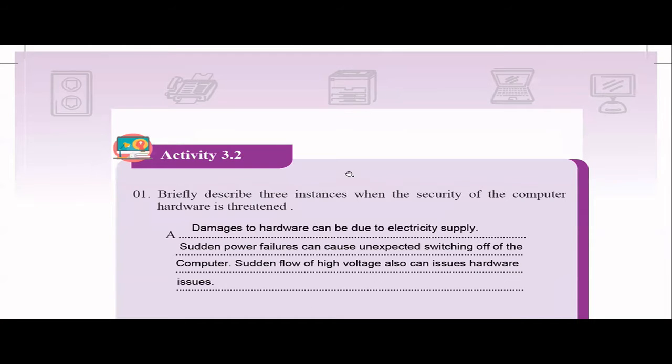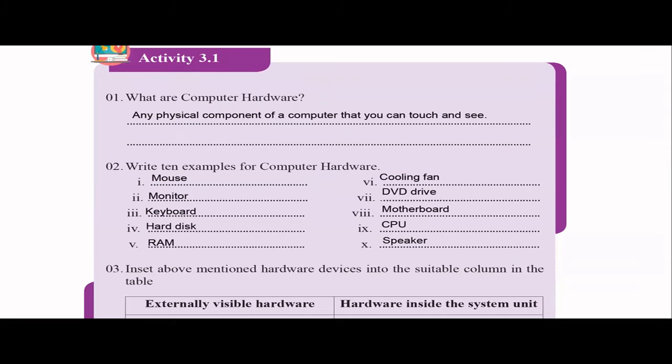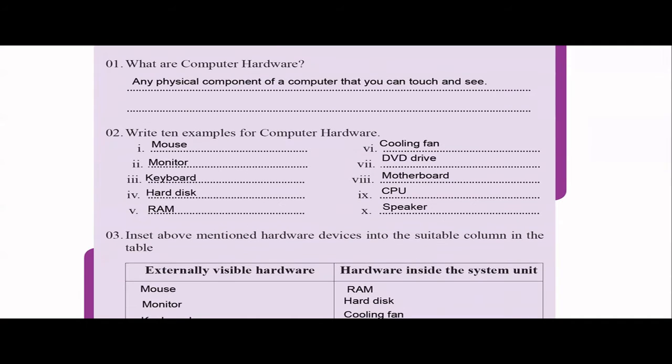In 3.1, it's starting with computer hardware, right? So what is computer hardware? It is any physical component of a computer that you can touch and see, right? Those are tangible components of the computer. And then they're asking you to write 10 examples for computer hardware.